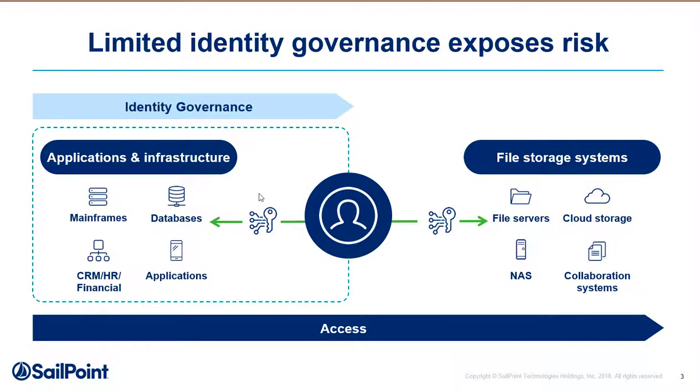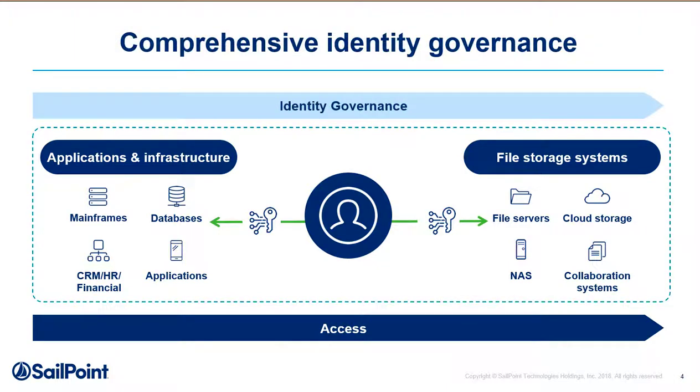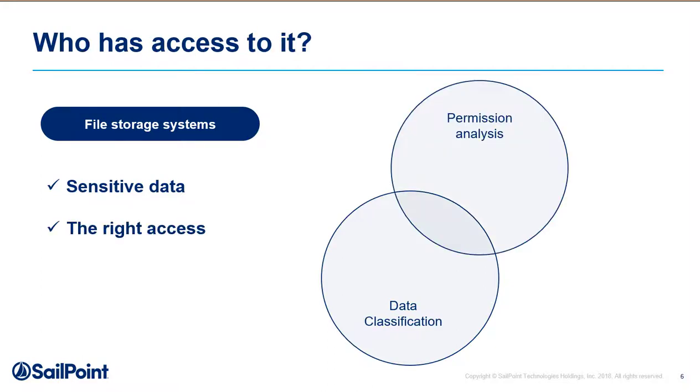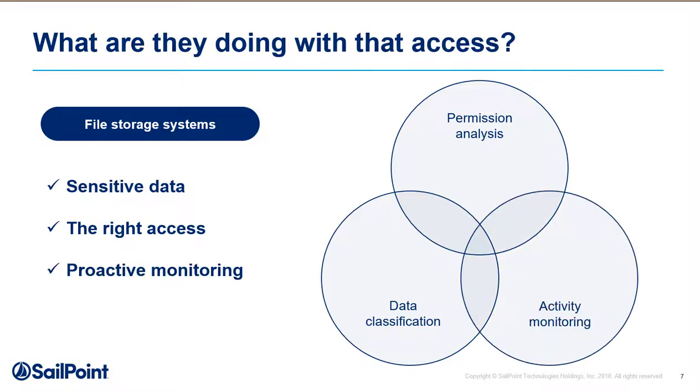What organizations need is a way of extending their governance and access controls to include apps and data on-premises as well as in the cloud. This is where SailPoint File Access Manager can help. File Access Manager discovers where your sensitive data resides, it ensures only the right users have the right access to the right data, and it lets you proactively monitor for inappropriate or malicious file access.